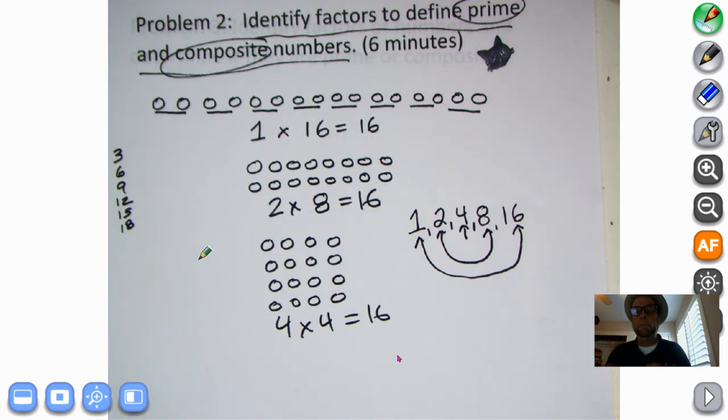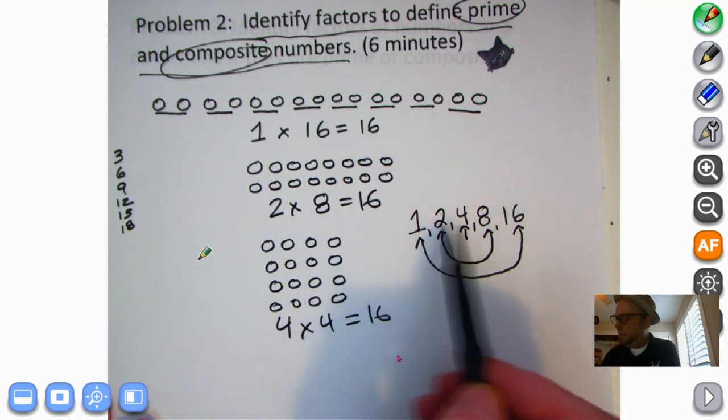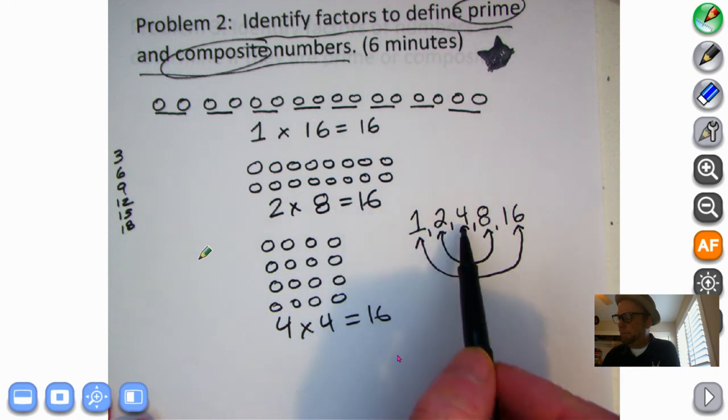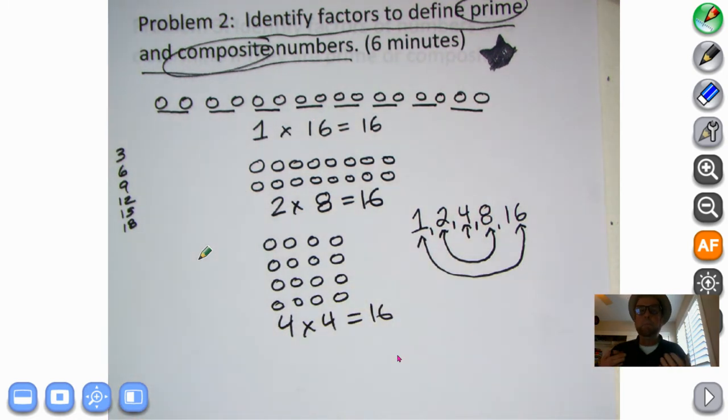We call it composite because it has more than 2 factors. It has 1, 2, 3, 4, 5 factors. So what about a prime number? What makes a prime number a prime number?